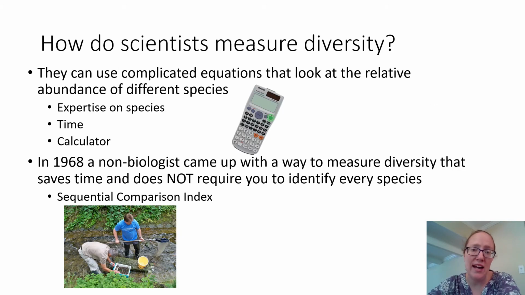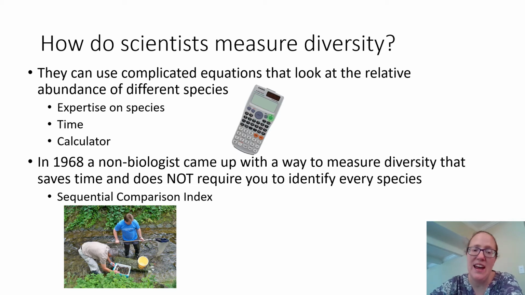So how do scientists measure diversity? Well, usually it involves a lot of calculations, very complicated equations, where you look at the relative abundance of each different species in an ecosystem. But that also requires that you can identify every single species in an ecosystem. It takes a lot of expertise, it takes a lot of time, and again, you need to do some math.